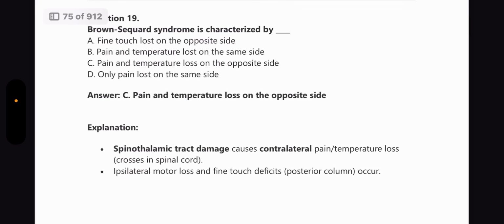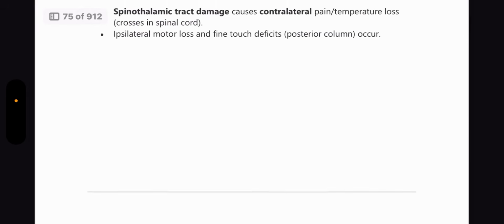Brown-Sequard syndrome is characterized by, answer, pain and temperature loss on the opposite side. Spinothalamic tract damage causes contralateral pain and temperature loss, which is after crossing in the spinal cord, and ipsilateral motor loss and fine touch deficits due to the posterior column also occur here.